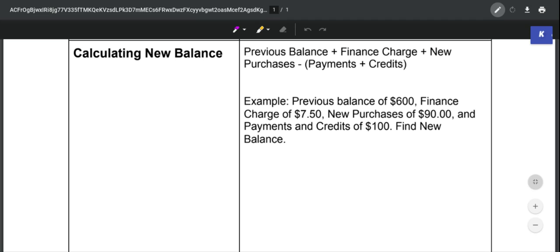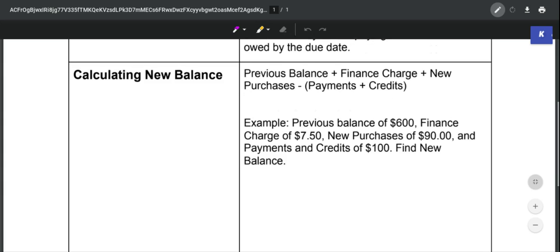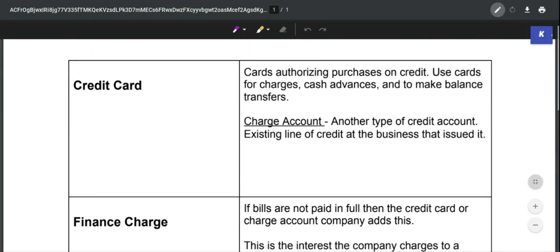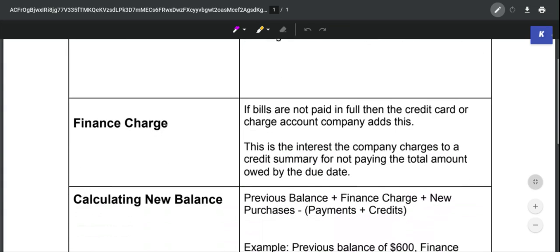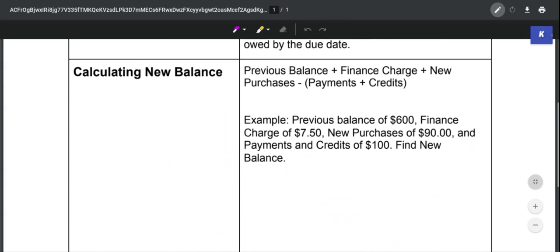So the calculations for this are going to be to take your previous balance, add your finance charge and your new purchases, and then subtract the payments and credits. The homework is pretty much just going to be a chart and calculating all these up, because the bigger concept is to understand what credit cards are. Just know that they have to be paid back. I guess that's the biggest thing that I can really say about them.